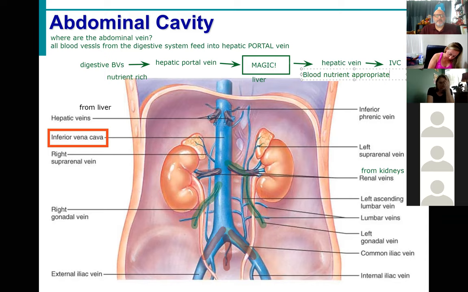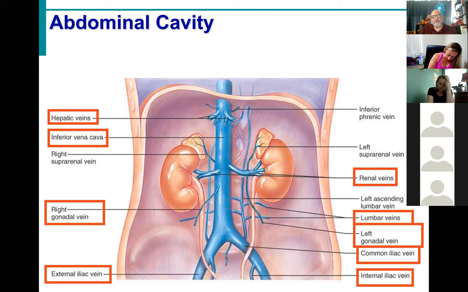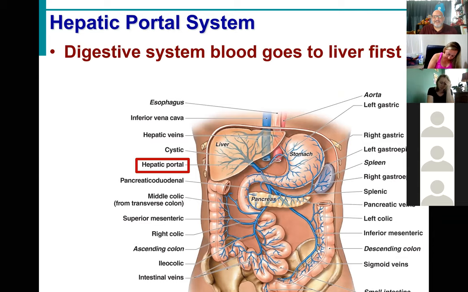We don't see it with this view of the abdominal pelvic cavity, but if we go here, come on, where is it? There we go. Notice here, we see the intestinal veins, we see the inferior mesenteric artery, the superior mesenteric artery, the splenic artery, the left and right intestinal veins, superior mesenteric, inferior mesenteric veins, splenic vein, gastric veins, all of these feed into the hepatic portal vein, which feeds into the liver. Magic happens, and then after that, it leaves via the hepatic veins into the inferior vena cava.